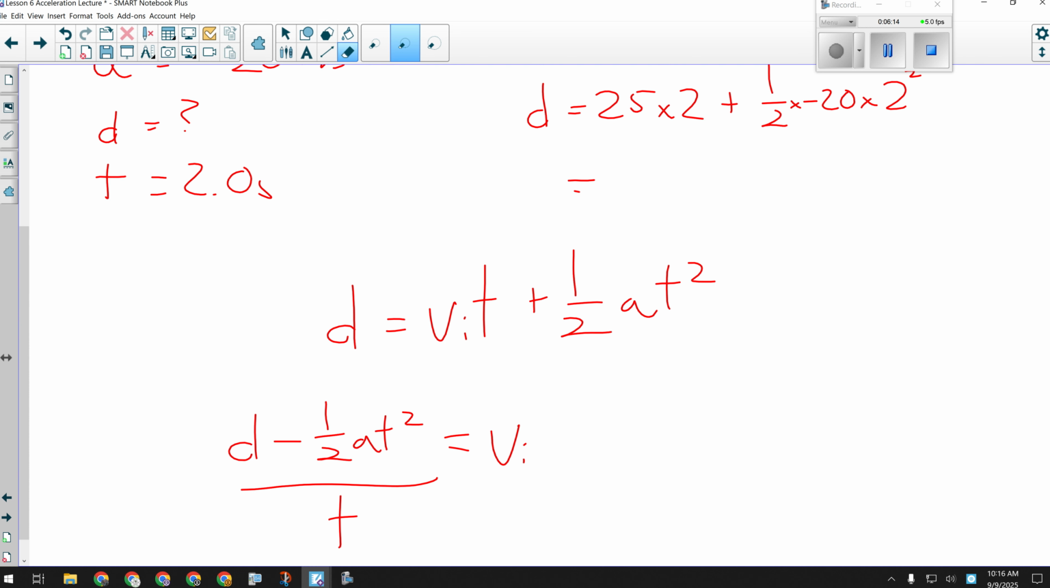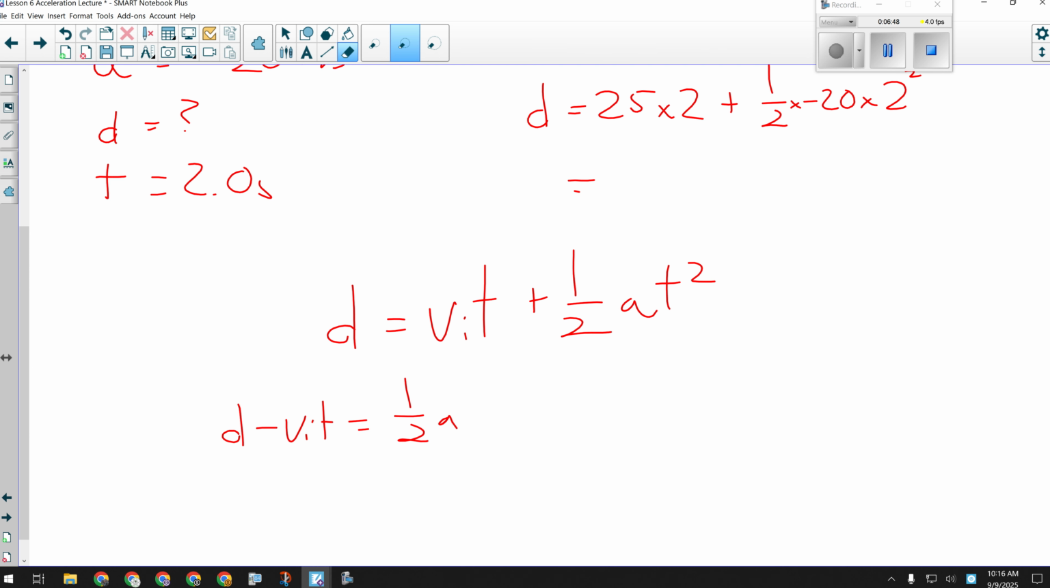Right, but now I'm solving for VI. Everybody good with that? Okay, let's start it over. I want to solve for A. What should I move first? Megan, what should I move first? The VI. Exactly. I'm going to subtract it over to this side. D minus VI times T equals 1/2 AT squared.